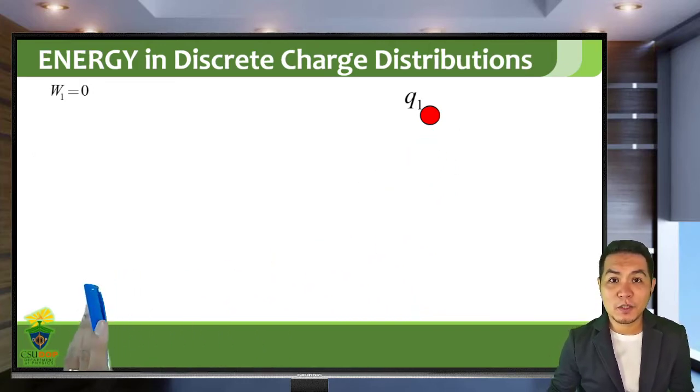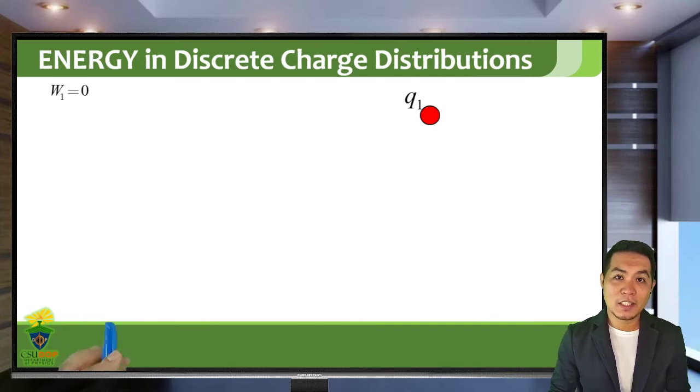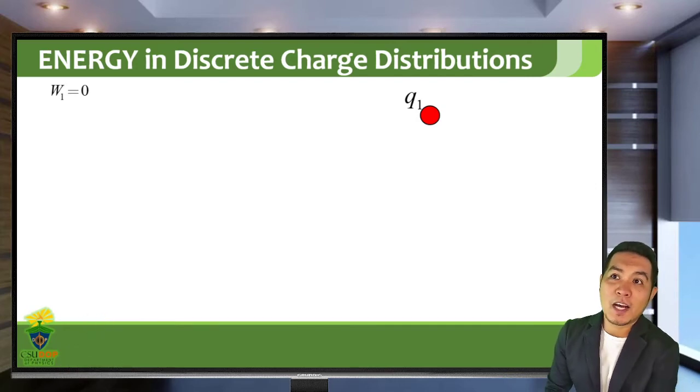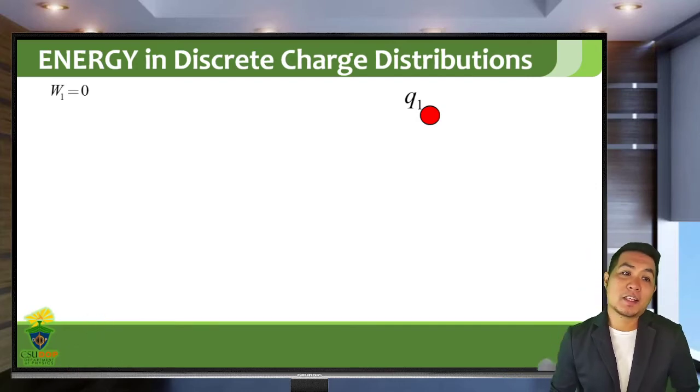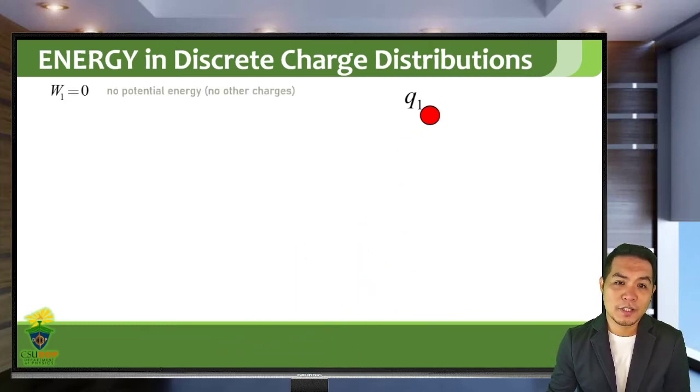This is because there's no other charge, there's no potential V due to the other charges, you can think of this as there's no resistance. So the work done will be 0 for the first charge.